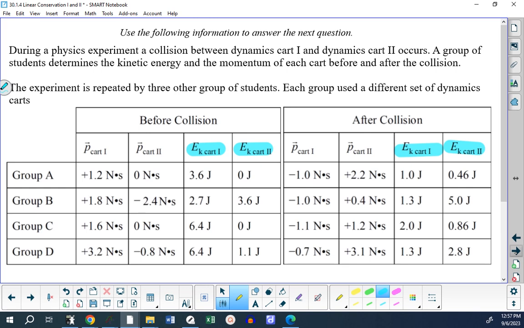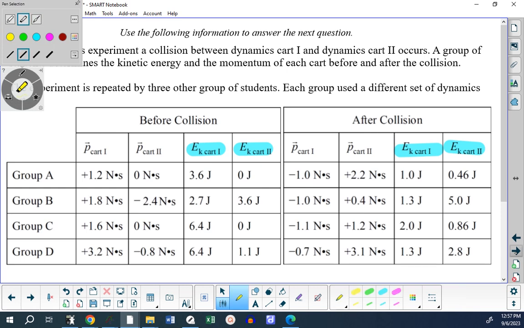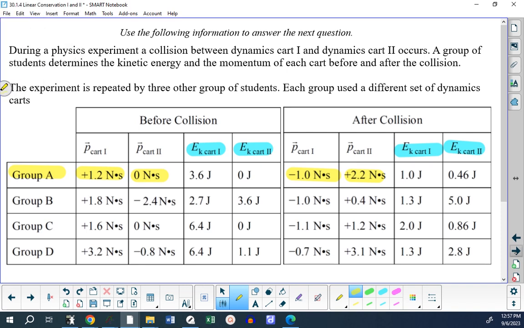Here's the data. So group A, cart 1 before the collision. I'm just going to highlight group A. Group A, these are the two momenta before the collision. And after the two carts collide, these are the two momenta. I want to ask you a question right now, looking only at that highlighted stuff. I want you to determine if the collision in group A occurred in an isolated system or in a non-isolated system.